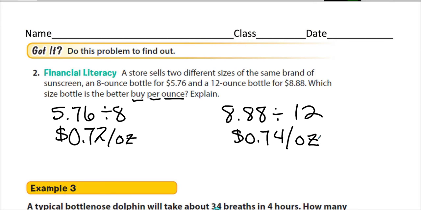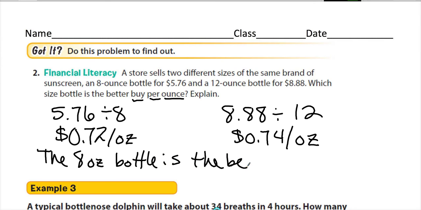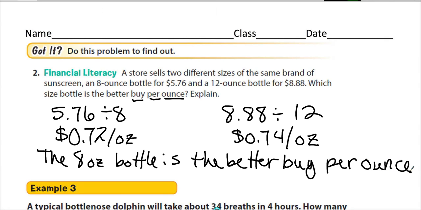So we're going to write a little sentence here. So the 8-ounce bottle is the better buy per ounce. All right. And then we're also supposed to explain it. So first we wrote it, so explain why. In this case, it'd be a 2-cent difference. So it is 2 cents cheaper.